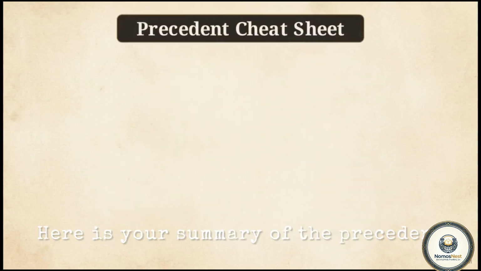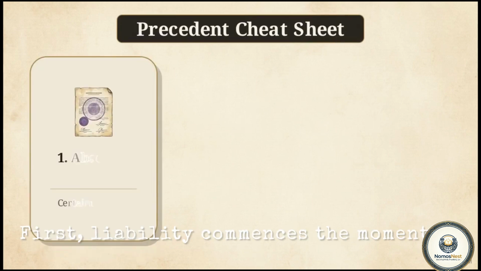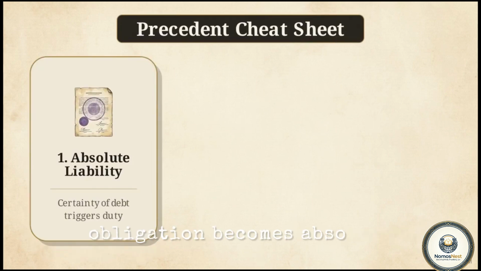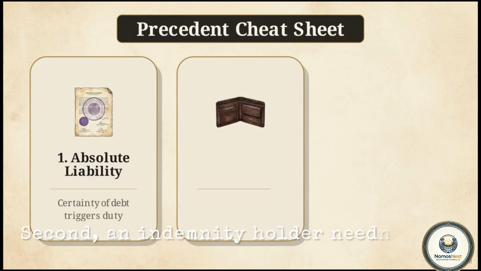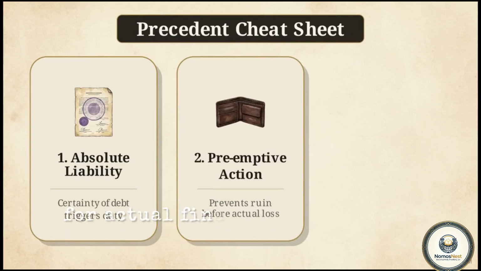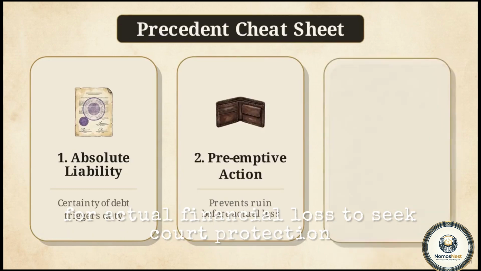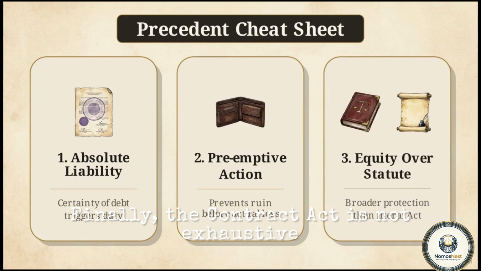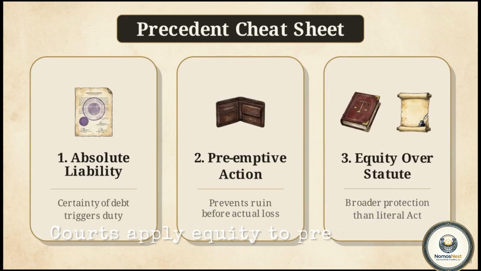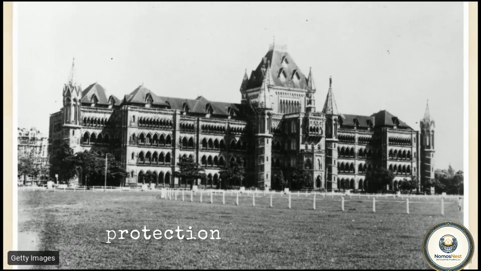Here is your summary of the precedent. First, liability commences the moment an obligation becomes absolute. Second, an indemnity holder needn't wait for actual financial loss to seek court protection. Finally, the Contract Act is not exhaustive. Courts apply equity to prevent loss. This case remains the anchor for equitable protection in Indian law.